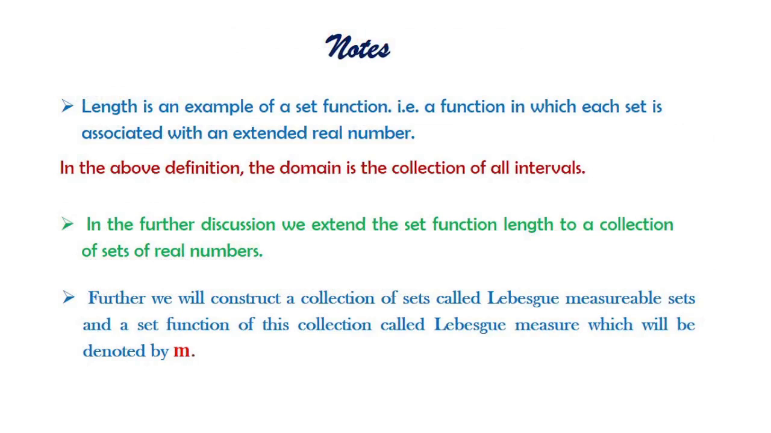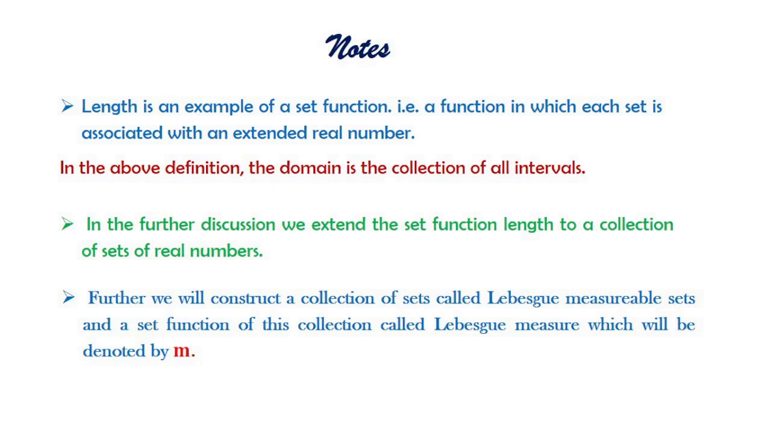Some points we need to consider after this definition. Length is an example of a set function, that is a function in which each set is associated with an extended real number. So length is basically a function in which the input is a set and the output is a real number. For example, if you input the interval (1, 5), you will get the output 5 minus 1, that is 4. So it is a function whose input is a set and output is an extended real number. Why extended? Because the interval may be of infinite length also.